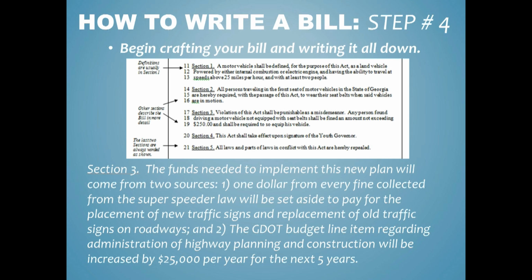Number one, $1 from every fine collected from the super speeder law will be set aside to pay for the placement of new traffic signs and the replacement of old traffic signs on roadways. And the second part of that is that the Georgia Department of Transportation budget line item regarding admin of highway planning and construction would be increased by $25,000 every year for the next 5 years.